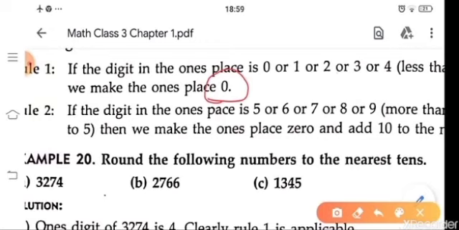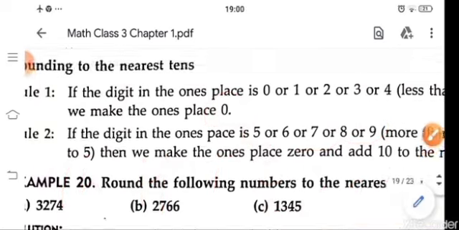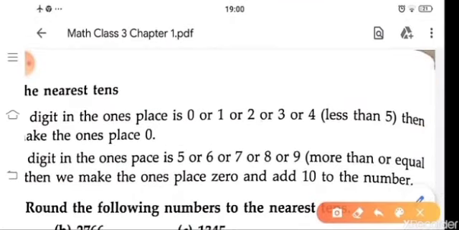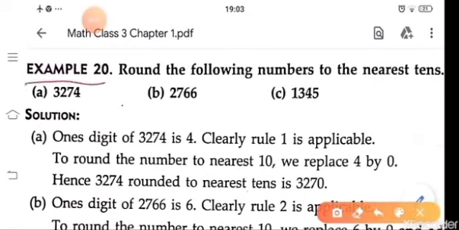Then rule number 2: if the digit in the ones place is 5, 6, 7, 8 or 9, then we make the ones place 0 again, and we add 10 to the number, because anything added to 0 gives the same number, 10. So children, let's see the examples.